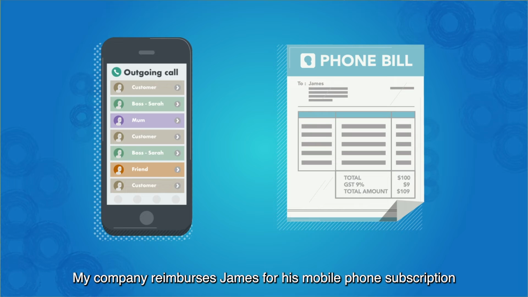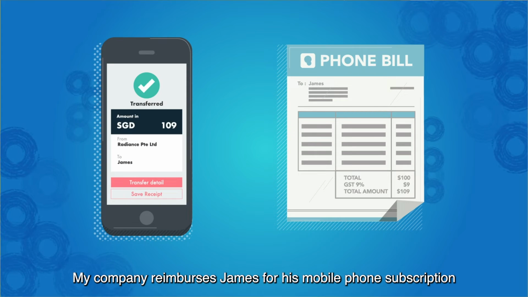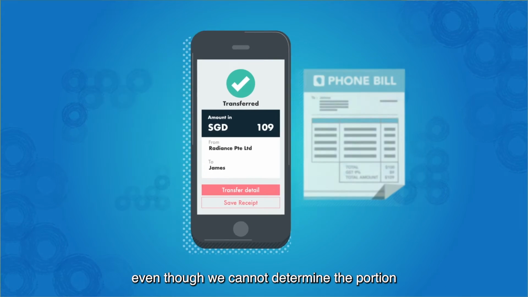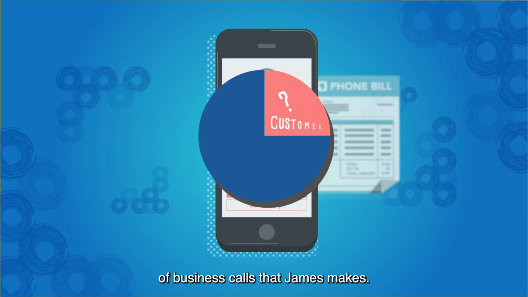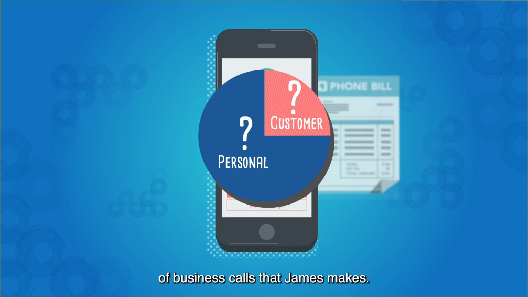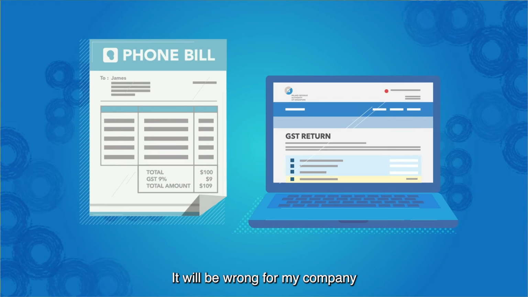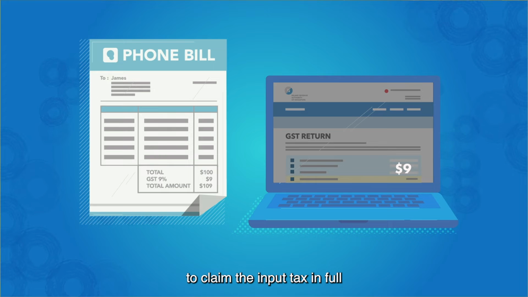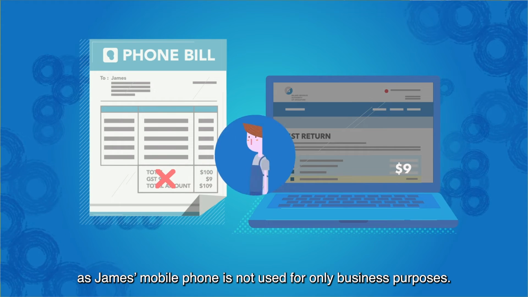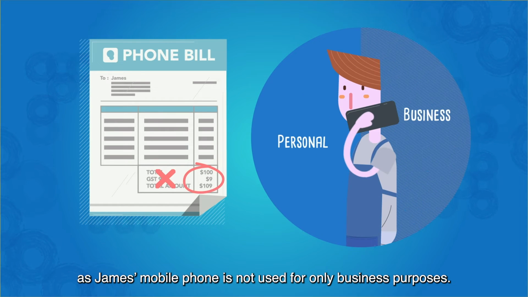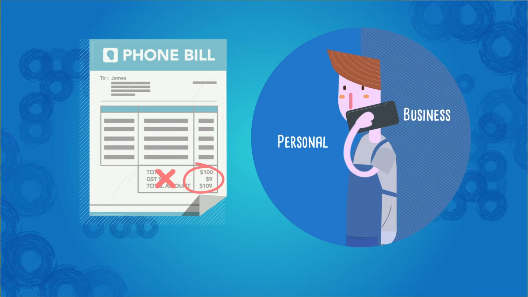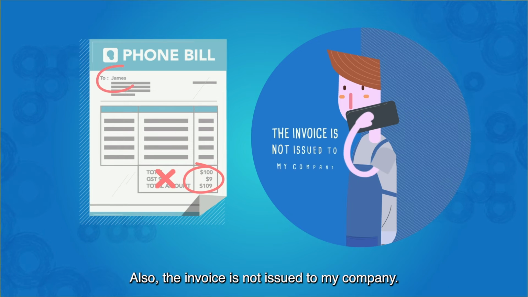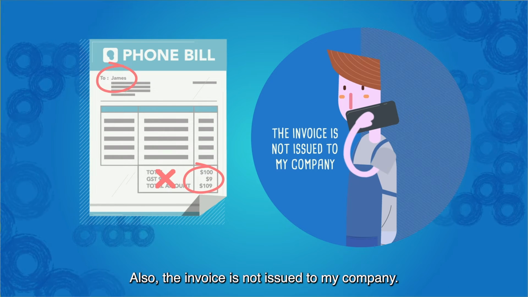My company reimburses James for his mobile phone subscription, even though we cannot determine the portion of business calls that James makes. It will be wrong for my company to claim the input tax in full, as James's mobile phone is not used for only business purposes. Also, the invoice is not issued to my company.